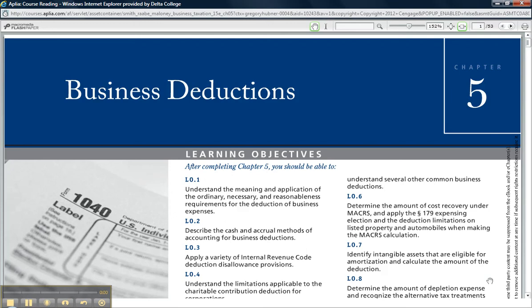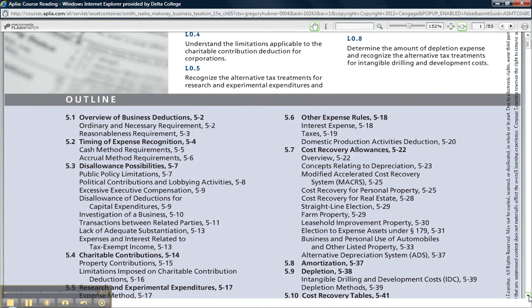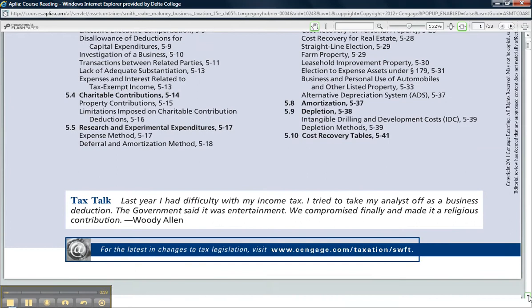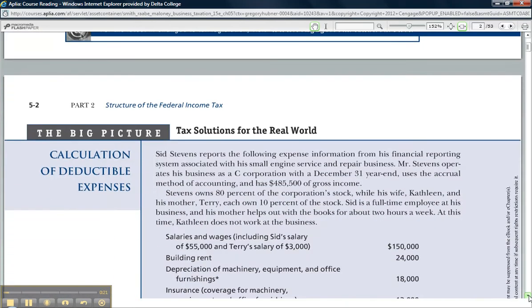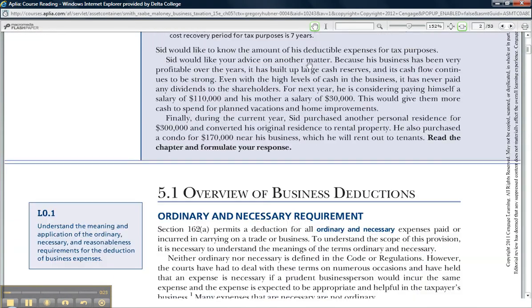Chapter 5 is about deductions that you're allowed to take on your tax return for business expenses. A lot of this chapter is understandable reading. The deductibility rule for expenses starts off very basic. You have this initial situation that the textbook provides.